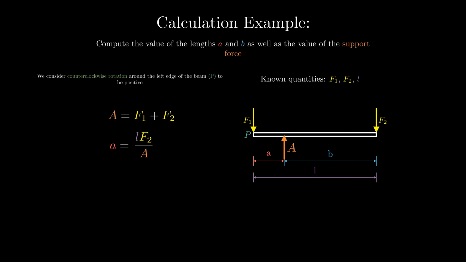Notice how we can substitute the expression for A from the vertical equation into the rearranged moment equation. Now we have already defined two of the three unknown quantities. Now, the only missing one is the length B, which we can simply read off from the sketch.